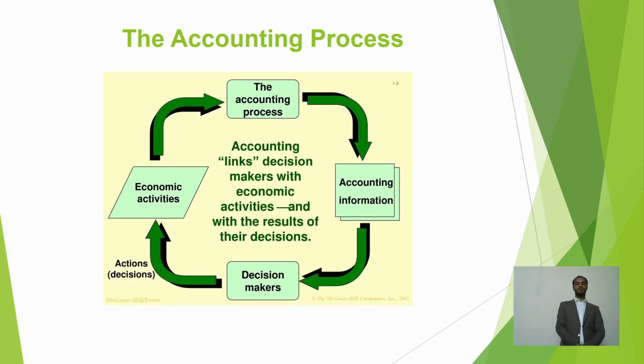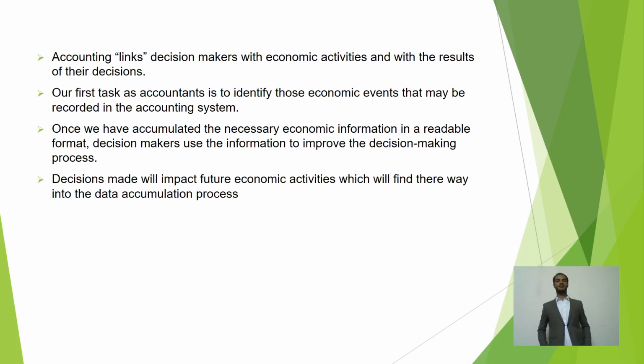First of all, we'll discuss the accounting process. The accounting process links decision makers with economic activities and the results of their decisions. Our first task as accountants is to identify those economic events that may be recorded in the accounting system. Once we have accumulated the necessary economic information in a readable format, decision makers use the information to improve the decision making process. Decisions made will impact future economic activities, which will find their way into the data accumulation process.